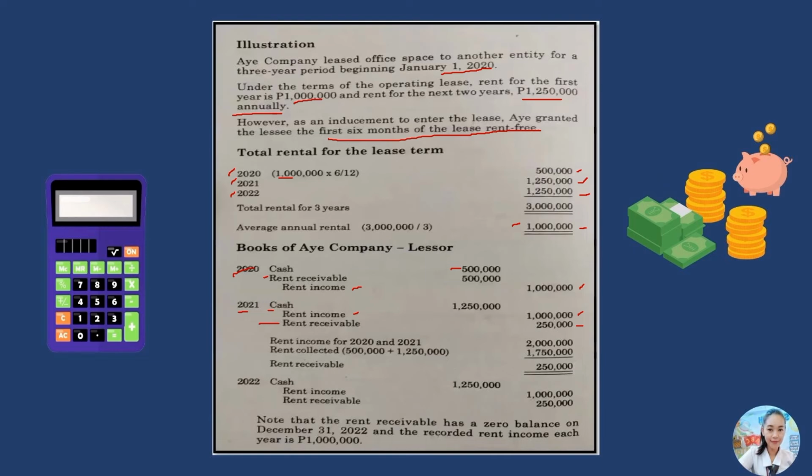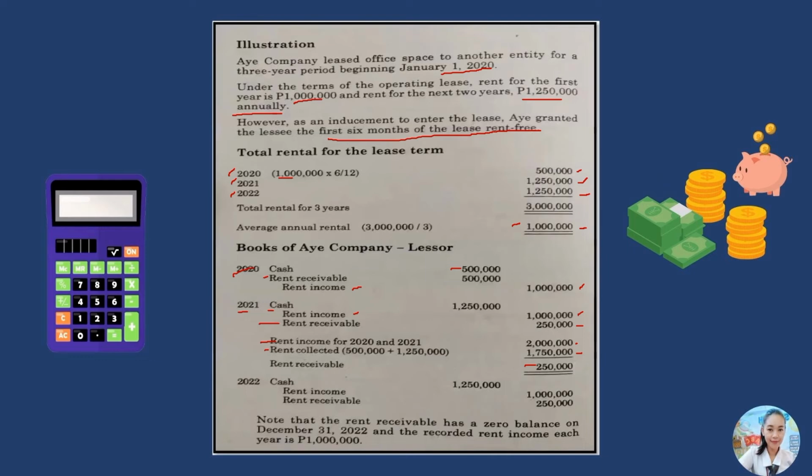So yes, here, rent income for 2020 and 2021 is 2 million, and the rent collected is 500,000 plus 1,250,000, so a total of 1,750,000. Now the difference is what I said, rent receivable of 250,000.